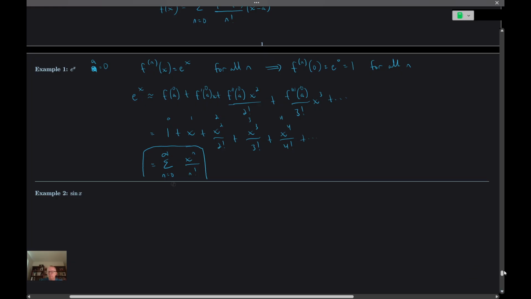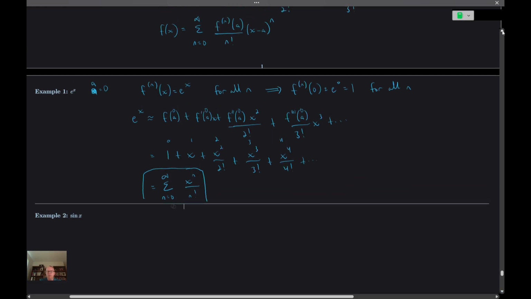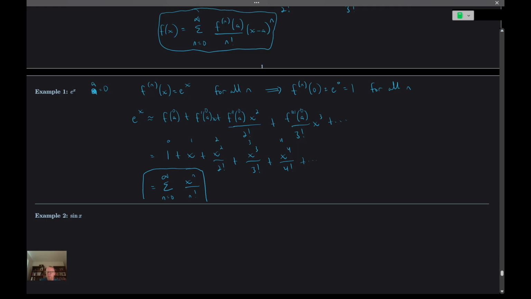Okay. So that's kind of the idea of what we're doing. We're using this formula that we had up here. We're going to find derivatives, write out a few terms, and then figure out the pattern. So that's essentially what we're doing. Once we write out these terms, we're going to figure out the pattern.